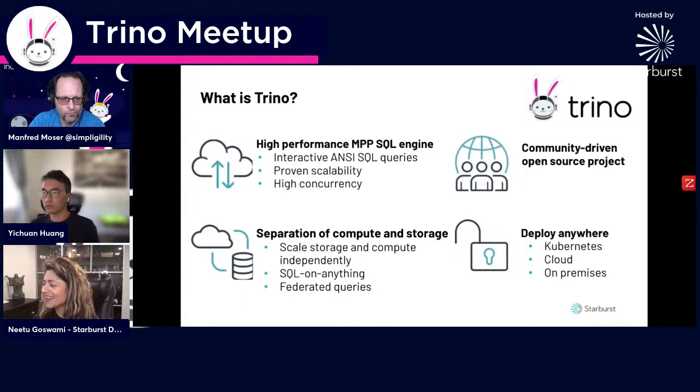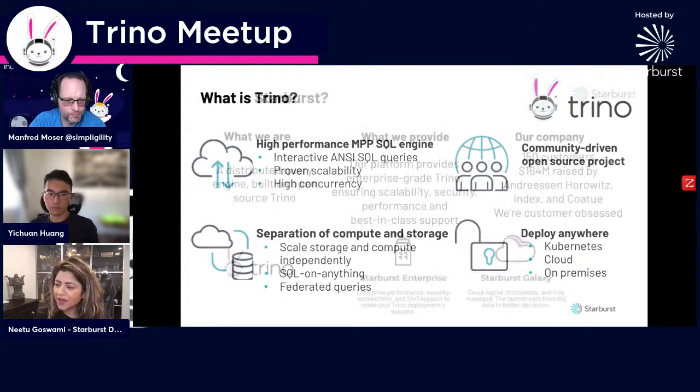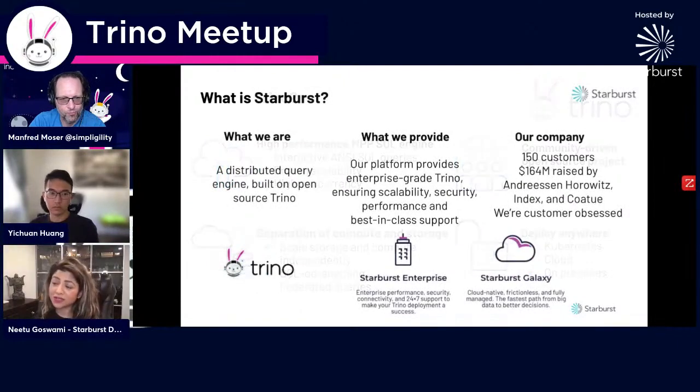Or Trino customers. Again, it's an open source community, which, like Manfred was mentioning, has about 6,000 people who are constantly contributing and adding more and more things that are helping organizations. But you can essentially deploy it anywhere, either on Kubernetes, on cloud, or on premises. So that's a little bit about Trino. If you have any questions, definitely feel free to drop in your question, but I'm going to switch gears and talk a little bit about Starburst.